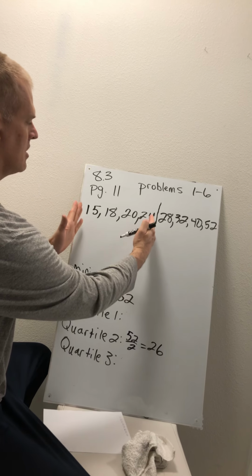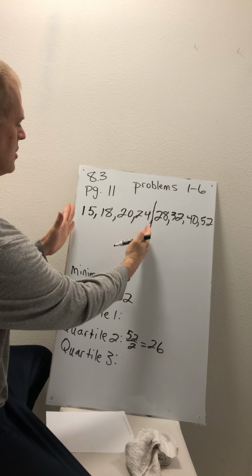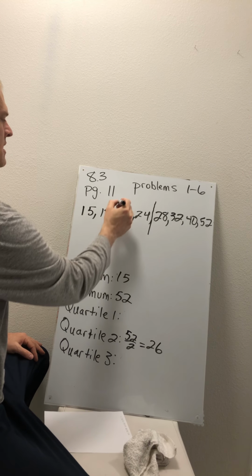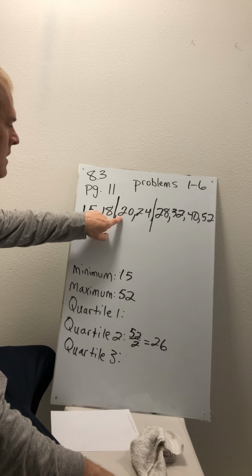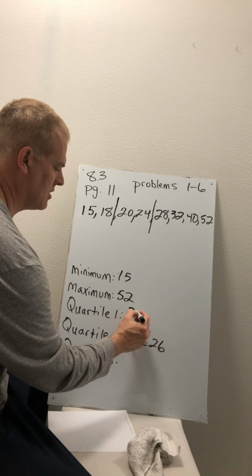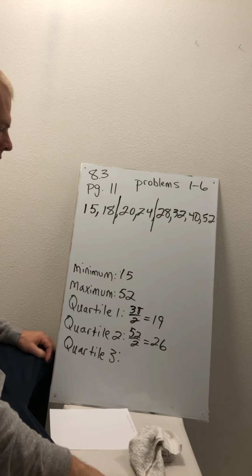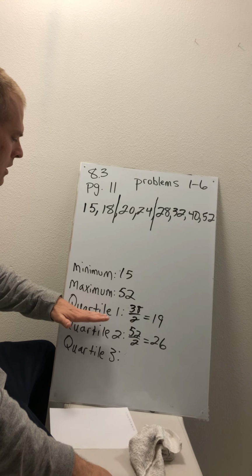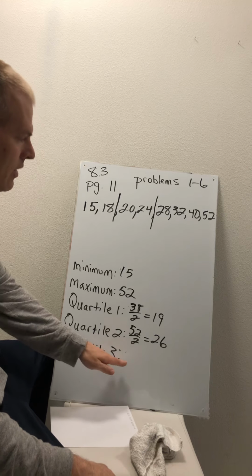So now I'm going to go to the first half of the numbers. Well, there's 4 numbers, so half of 4 is 2. So I'm gonna go to after the second number, draw a line. So this time I'm gonna add 18 and 20, and I get 38. 38 divided by 2, which is 19. So my first quartile, which is my lower, is going to be 19. My median is 26. Now we have to find the third.